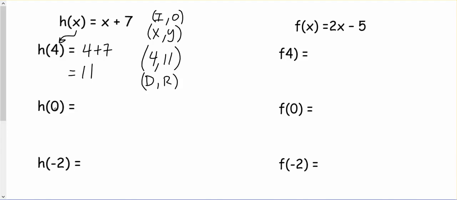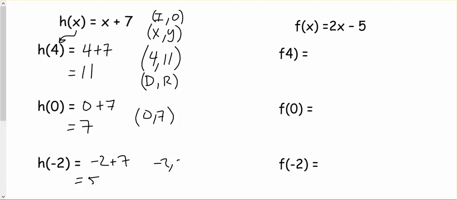To find the value of my function when x is 0, I substitute in a 0 for x. So I say 0 plus 7, which is 7. My point there would be the point 0, 7. When I input a 0, my function gives me a 7. Negative 2 for x, negative 2 plus 7, that makes 5. My input would be negative 2, and my output would be 5.